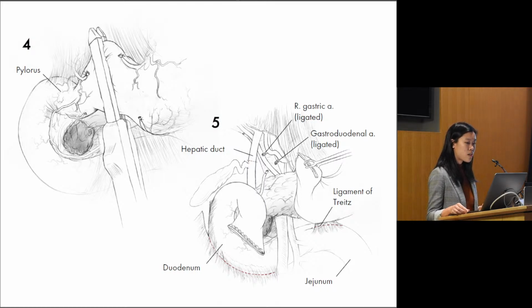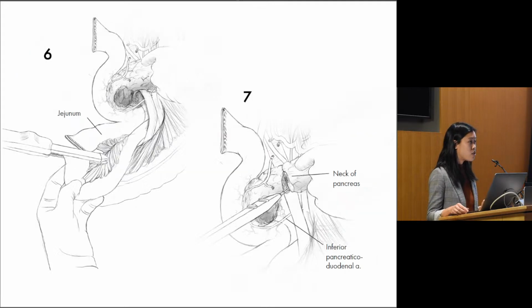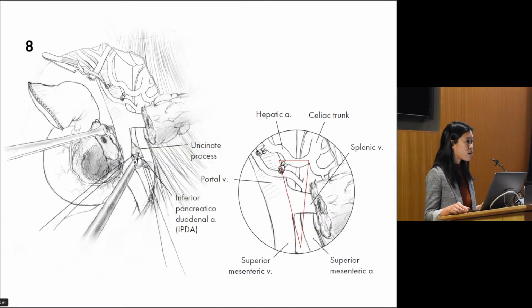Next, the gastroduodenal artery and the hepatic duct are identified and divided. A Coker maneuver is performed to detach the lateral peritoneal attachments of the duodenum, and the ligament of Treitz is transected to mobilize the jejunum. The jejunum is then pulled through the divided ligament of Treitz defect and transected using the GIA stapler. The pancreas neck can then be cauterized and transected. The inferior pancreaticoduodenal artery is ligated and transected, and finally the uncinate process of the pancreas is mobilized.